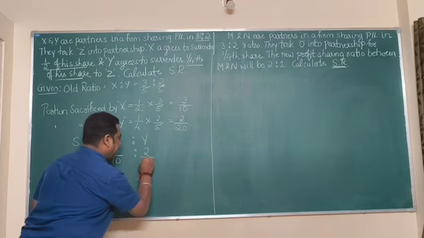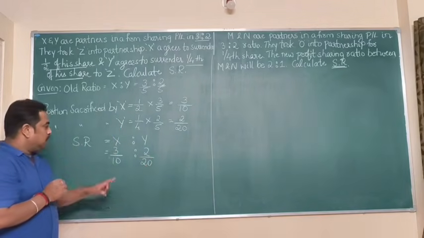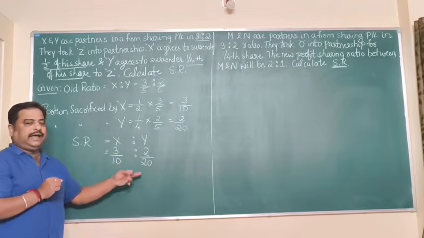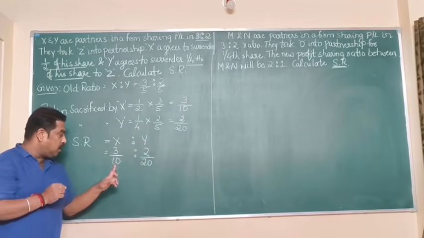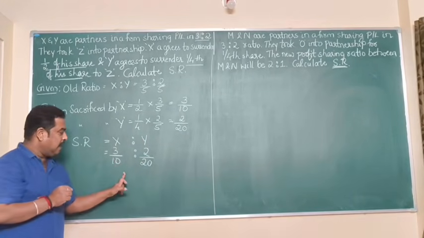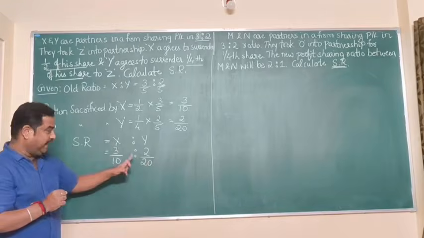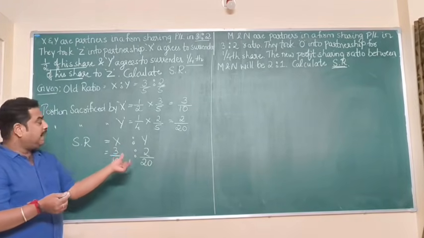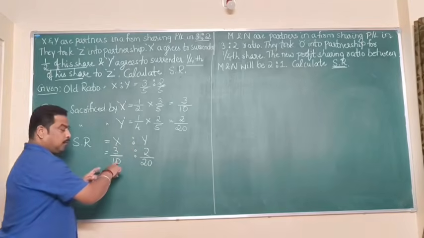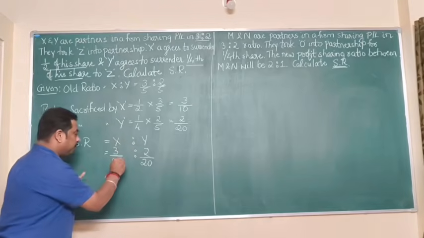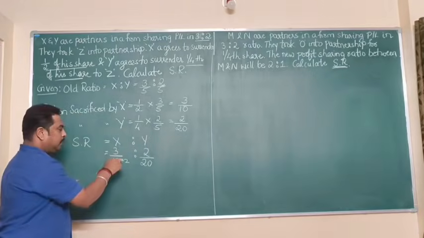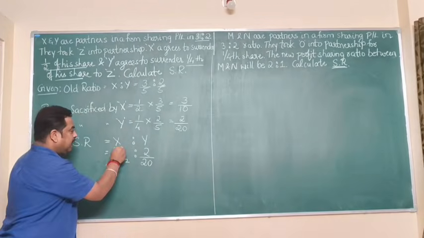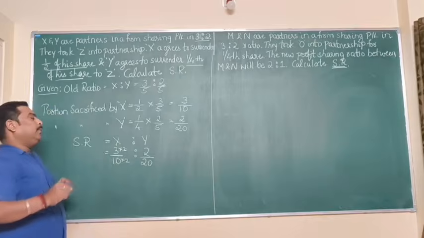And how much is sacrificed by Y? It is 2/20. Now 3/10, 2/20, I cannot present it as 3:2 because the denominators are different here. Either make 10 as 20 or 20 as 10. It's easy to make 10 into 20. How do you multiply? Multiply 10 into 2. If I multiply the denominator, I have to multiply the numerator also.